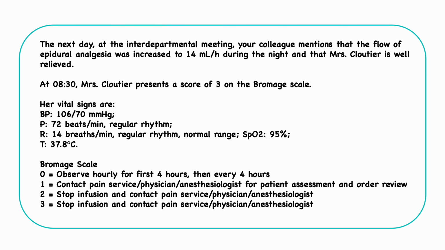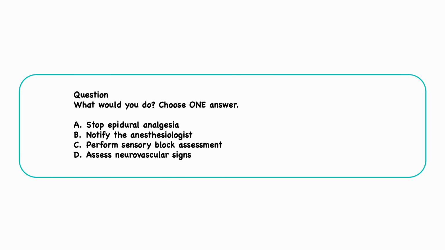Example 1. Bromage scale. Current time, 8:30. Patient's current condition, Bromage score of 3. Protocol for Bromage score of 3: stop infusion. Contact pain service, physician, or anesthesiologist. Question: what should the nurse do? Correct answer: stop the epidural anesthesia first, then notify the anesthesiologist.